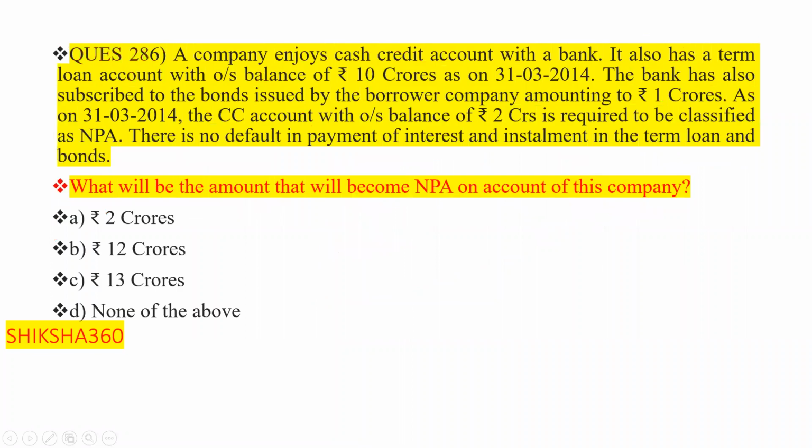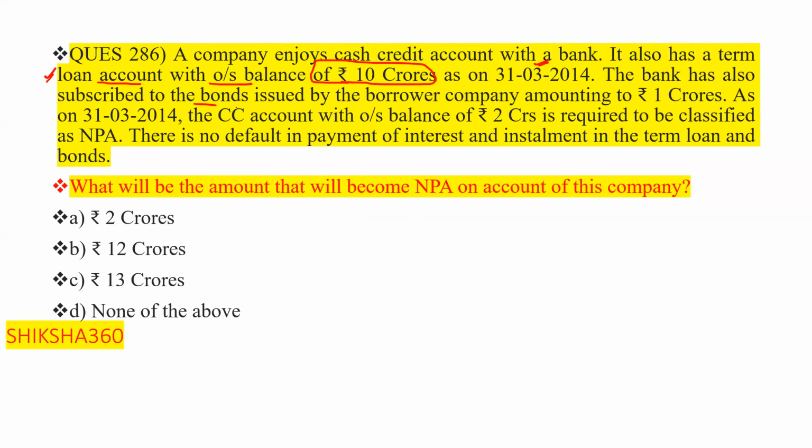Now move to the next question, question number 286. Very, very important. Please go through that question also. Let's discuss what they are saying here. A company enjoys a cash credit account with the bank, that is the CC account. It also has a term loan account with an outstanding balance of rupees 10 crore as on 31st March 2014.